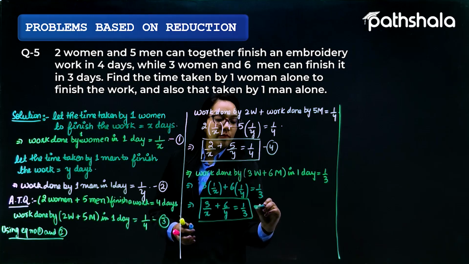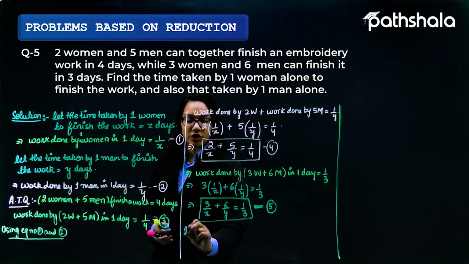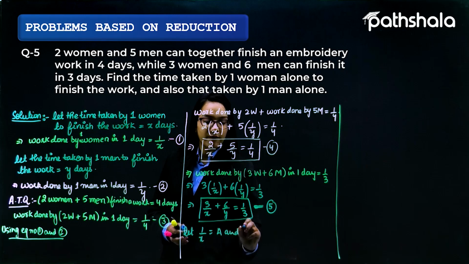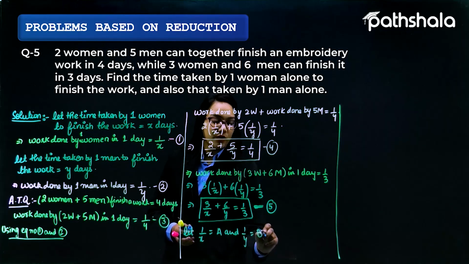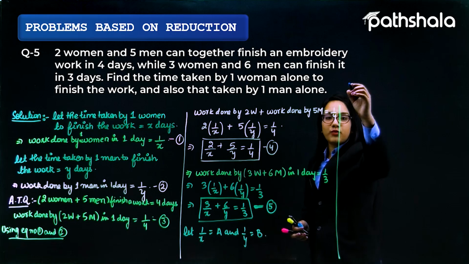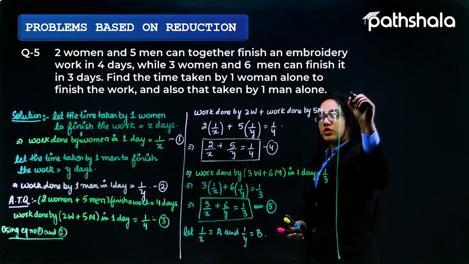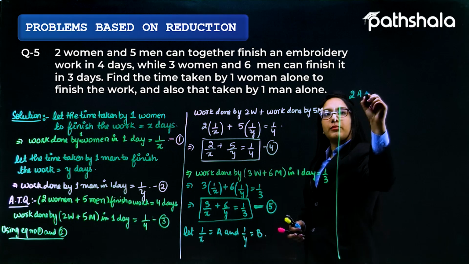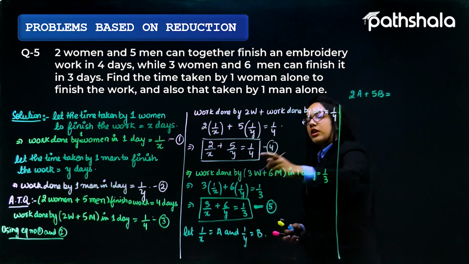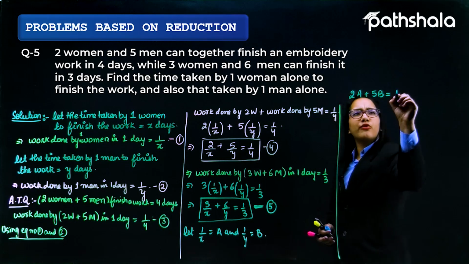Now I have to solve both of these equations, that is equation number 4 and 5. So let's take 1 by x as capital A and 1 by y as capital B. We can transform equation number 4 and 5 as follows. Equation 4 becomes 2 into capital A plus 5 into capital B, which is equal to 1 by 4.